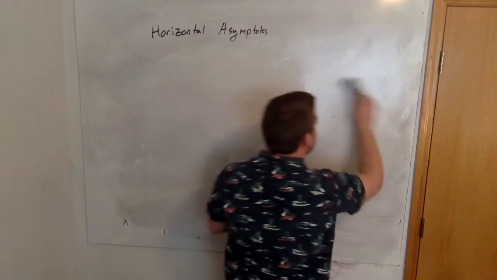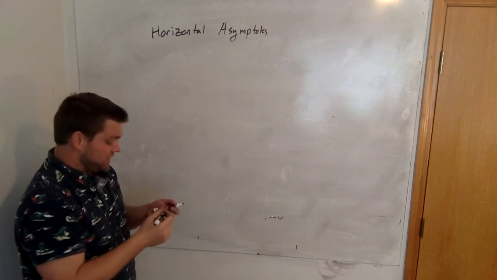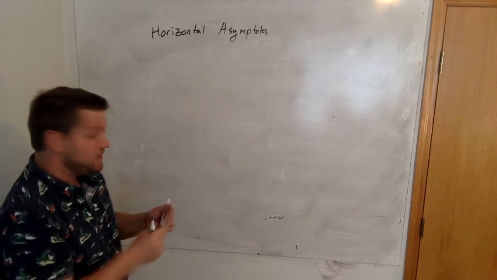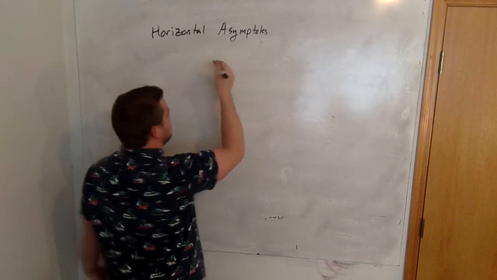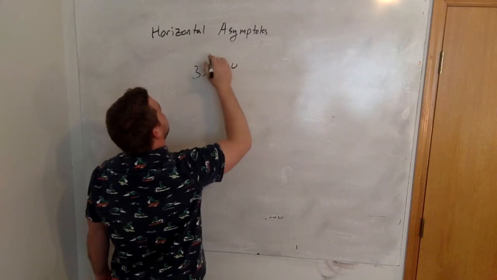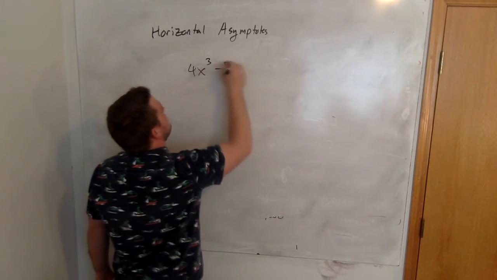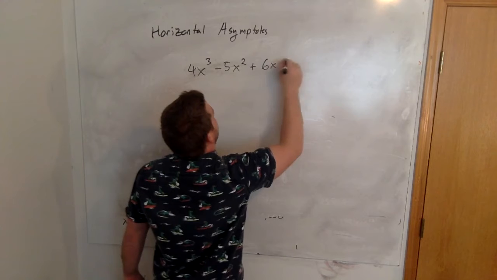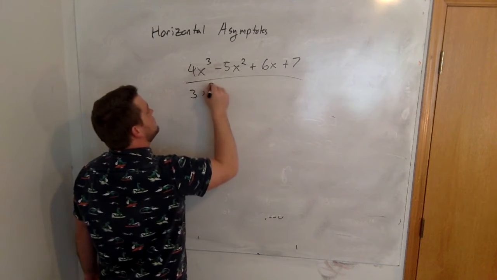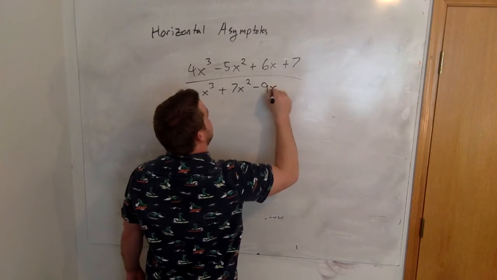If you don't like this argument that I'm making, for saying that a polynomial is approximately just the same as its leading term, I'd like to offer you a little more thorough explanation. The explanation I gave is a little bit hand-wavy. Here's something more thorough. Let's say we have something like 4x cubed minus 5x squared plus 6x plus 7, all over 3x cubed plus 7x squared minus 9x plus 1.